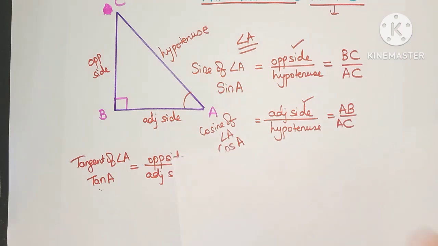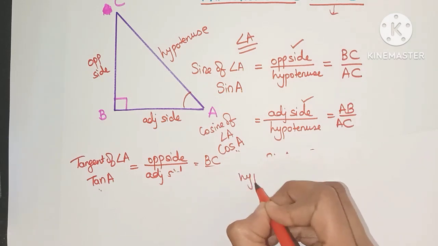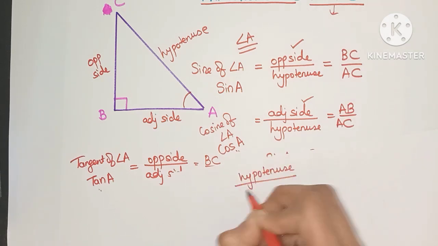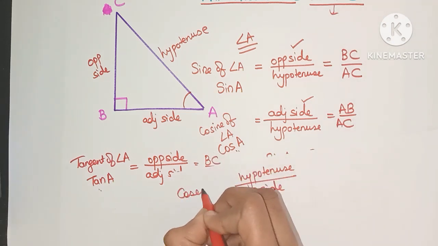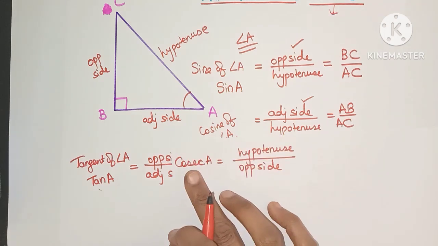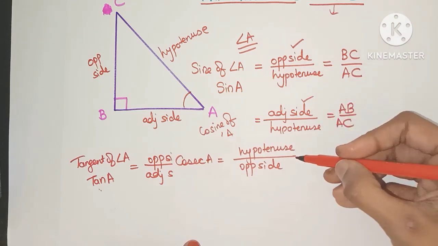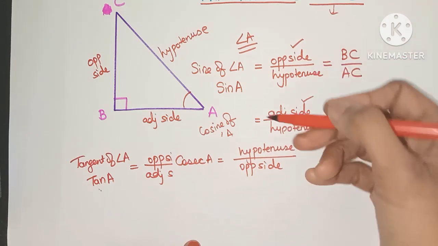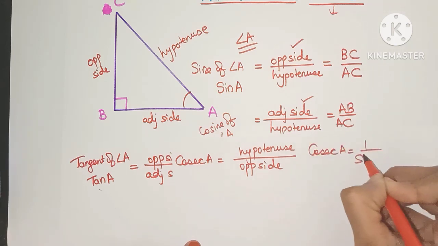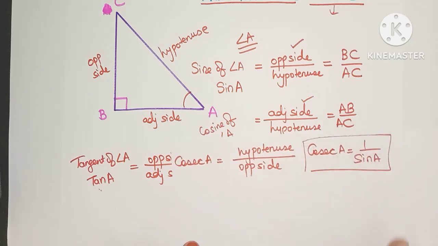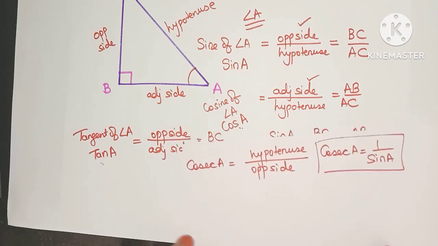Now another combination that I can have is, instead of writing opposite upon hypotenuse, I can also write hypotenuse by opposite side. This will give me a different ratio. This is known as cosec A, so cosec A equals hypotenuse upon opposite side. So friends, you can see that it's just the reciprocal of sine A. So I can also write that cosec A is 1 upon sine A. See how they are interlinked. We have already got that tan A is sine A by cos A. Now we have another relation, cosec A is 1 by sine A.